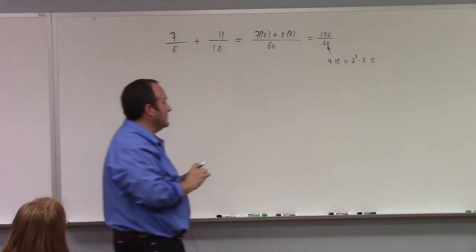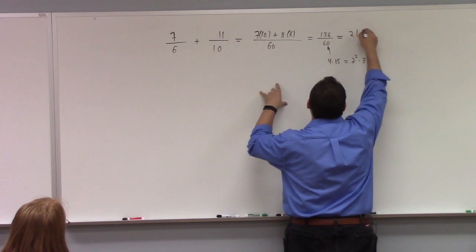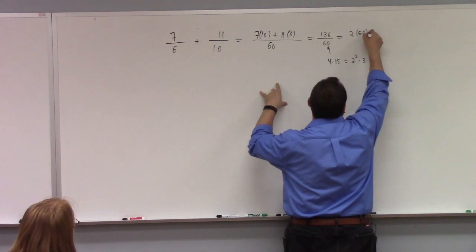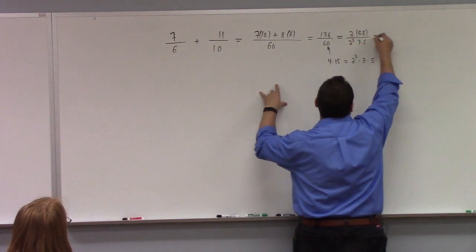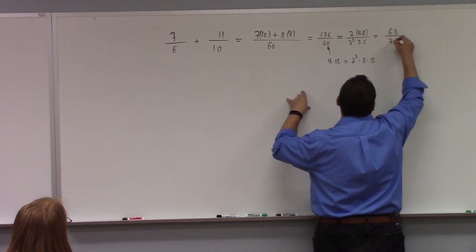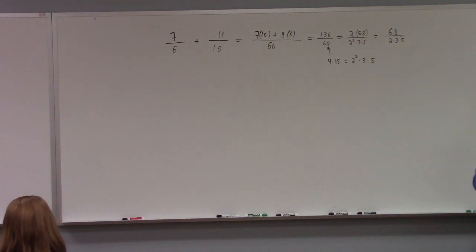But of course, actually, that's 2 times 68. Man, it's sad. I don't think I can do arithmetic right now. 2 squared times 3 times 5. So that's 68 over 2 times 3 times 5. So as you can see, the apparent squariness of the denominator is actually illusory. Illusory? It's a word I can't say today.